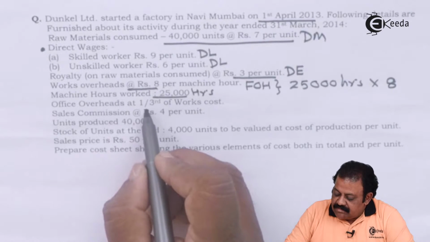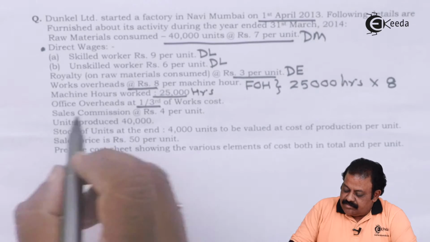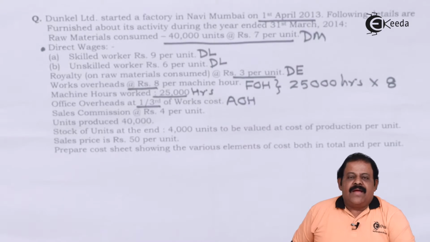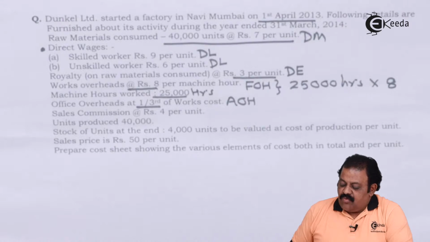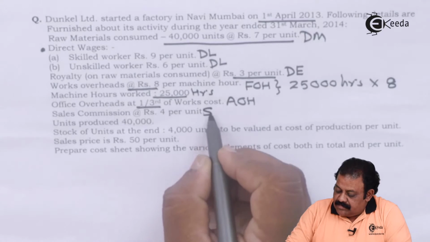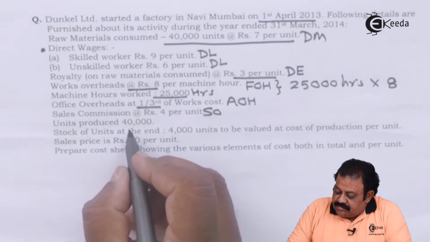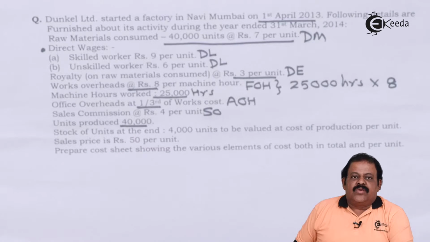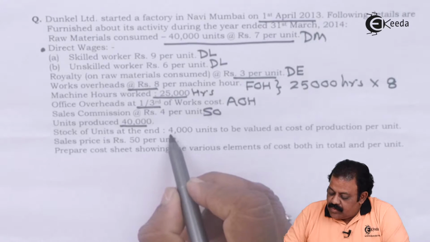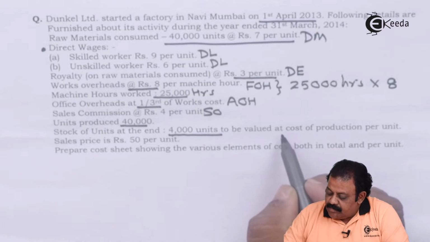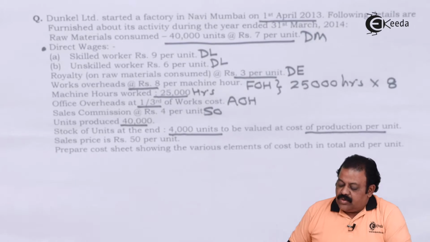Office overheads at 1/3 of works cost, it will be administration overheads. Sales commission rupees 4 per unit, selling overheads. Unit produced 40,000 units. Stock of units at the end 4,000 units to be valued at cost of production per unit.